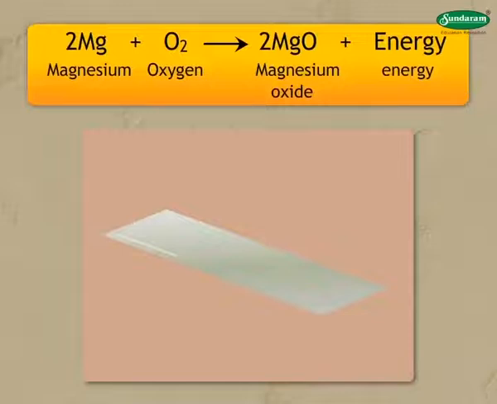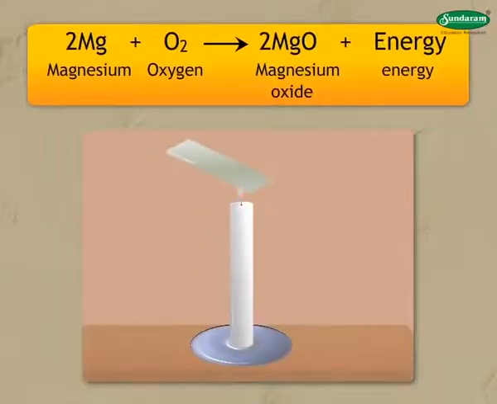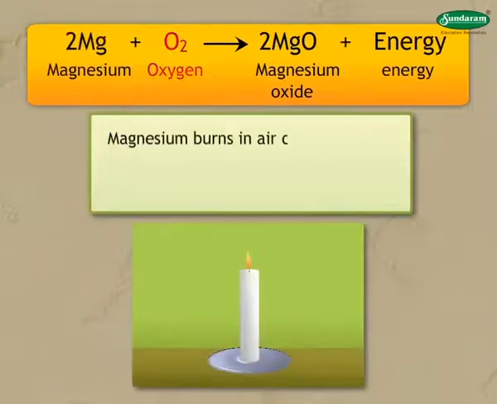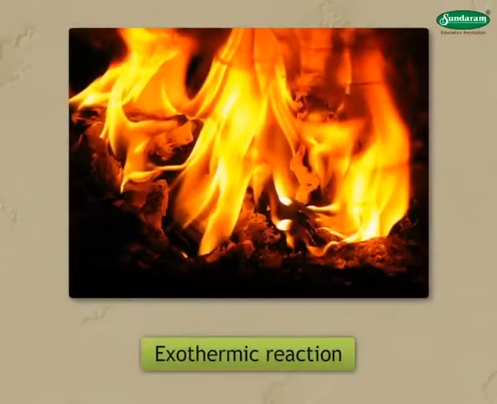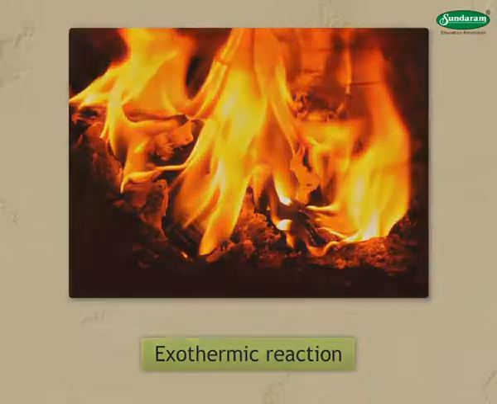Take a 4 cm long magnesium ribbon. Hold one end in a pair of tongs and light the other end. We can observe it burns, giving out a brilliant white light, and white ash remains. Let us see why and how this happens. Here, magnesium burns in air combining with oxygen and forms white powdery magnesium oxide, giving out energy. Such kind of reaction is called an exothermic reaction.